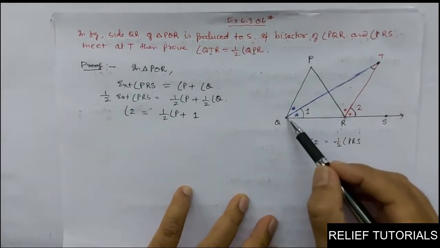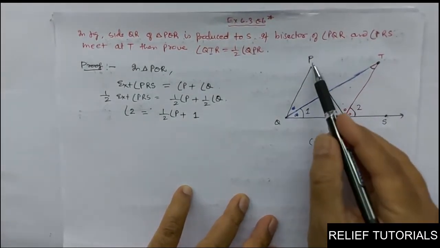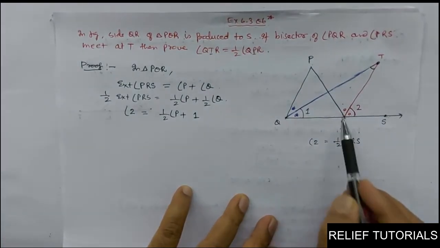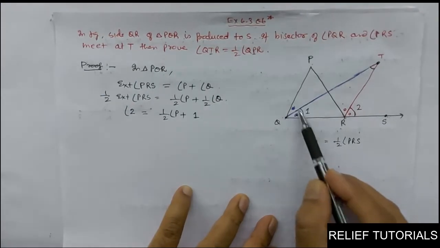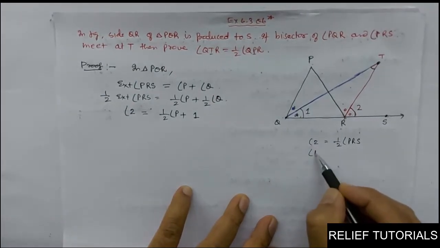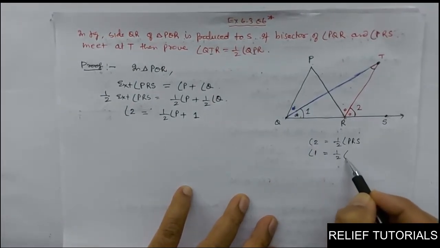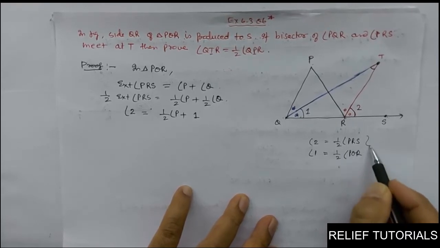Clear? Now come at blue. See, this QT is the bisector of angle PQR. It is given. This QT, blue color line, is the bisector of angle PQR. So these two angles are equal. So I can say angle 1 is equal to half of angle PQR. Any doubt in these two?